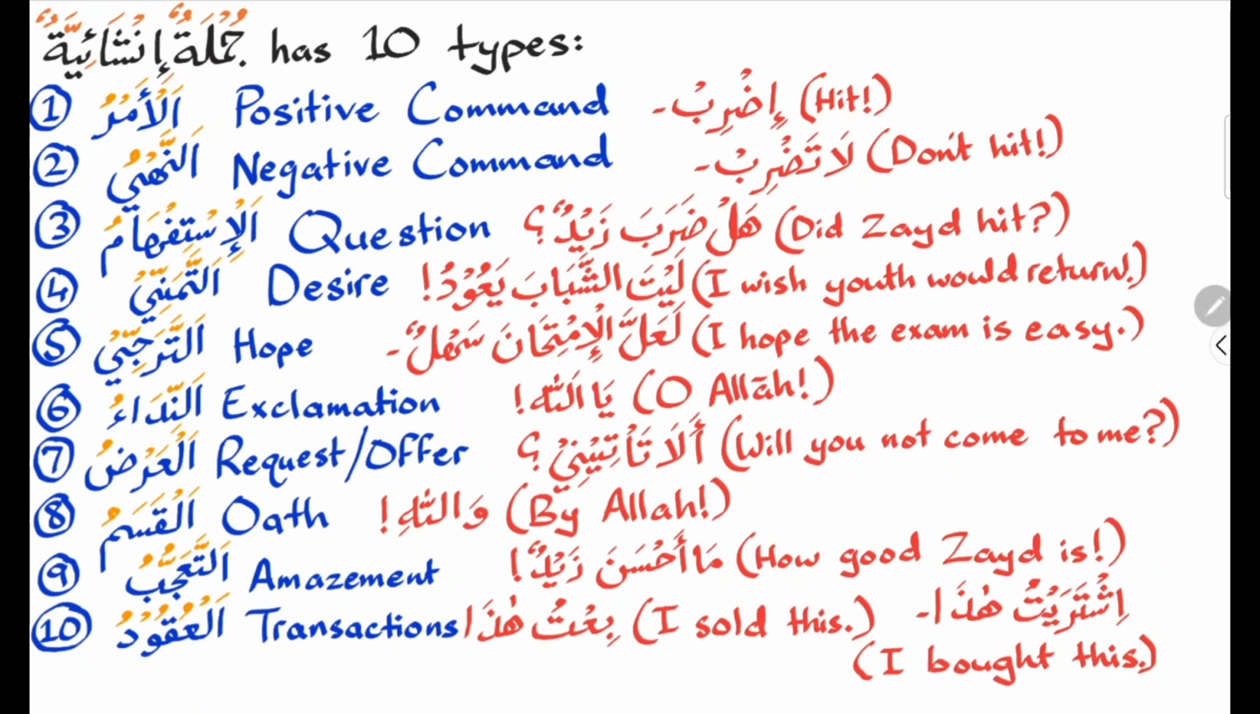Now the thing you'll notice with uqud or transactional statements is basically that they're apparently khabariyah, because they're giving information about the fact that you or someone bought something or sold something. So that's a khabar. But they are insha'iyah in the sense that they cannot be said to be false, because you have to understand that in Islam, if you say I bought this to the seller, or you say I sold this to you, to the buyer, the contract is done.